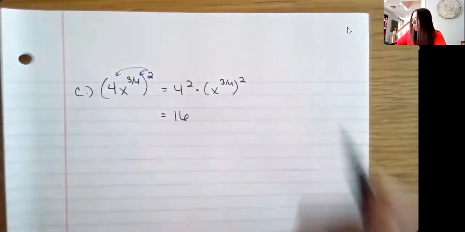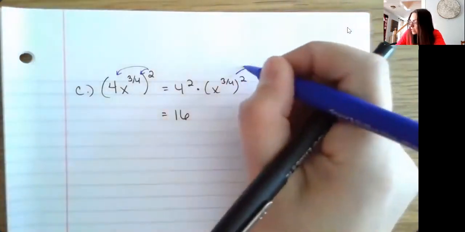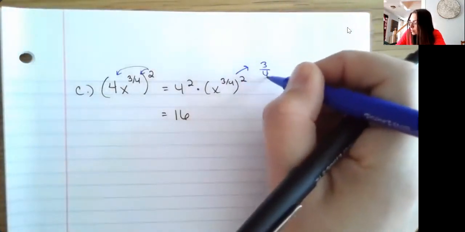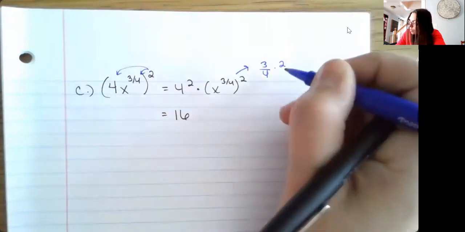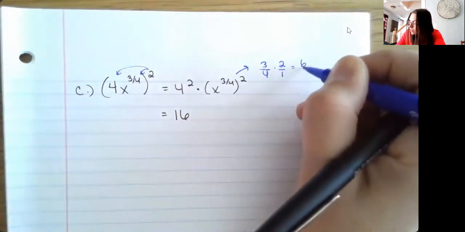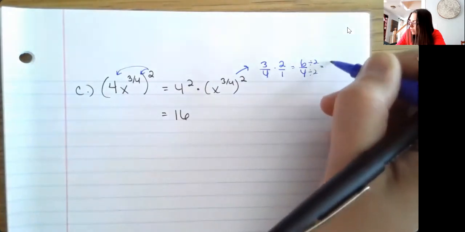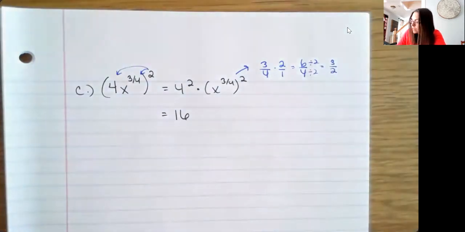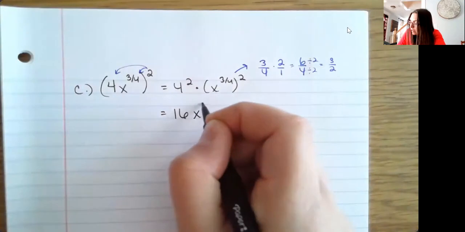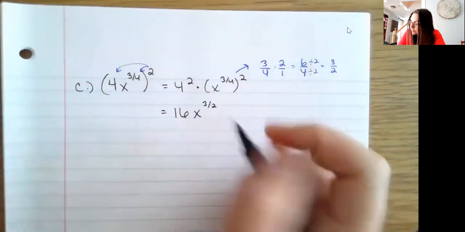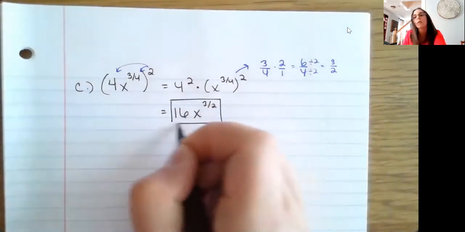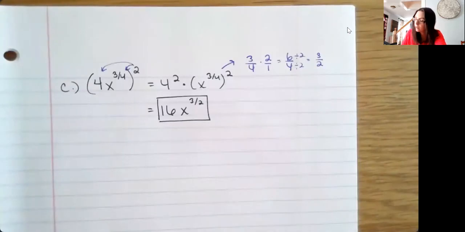So I'm going to write that off to the side. So it's 3/4 multiplied by 2, which is 2 over 1. So this becomes 6/4. And then don't forget, you can simplify here a little bit. So I would have 3/2. So this becomes x to the 3/2. If we're leaving it in that exponential form, we would be done here.